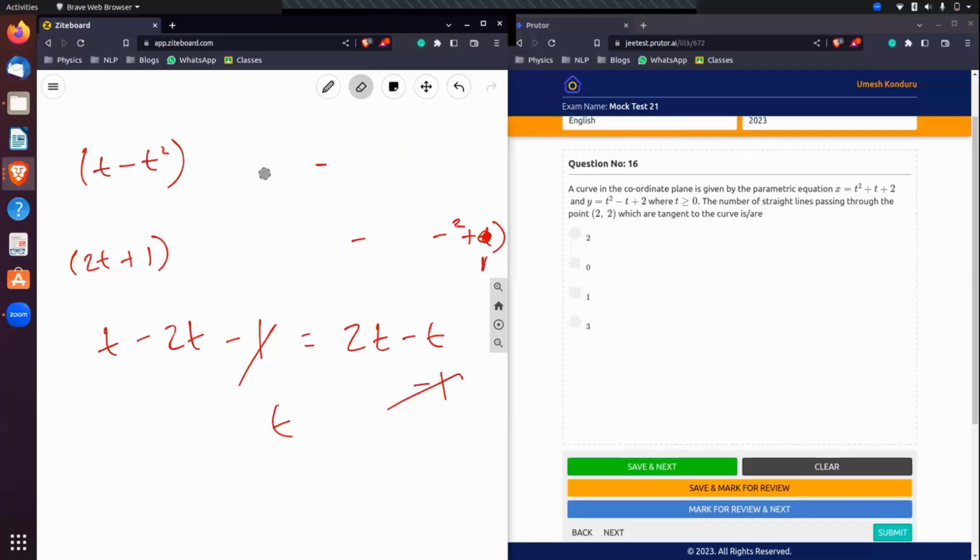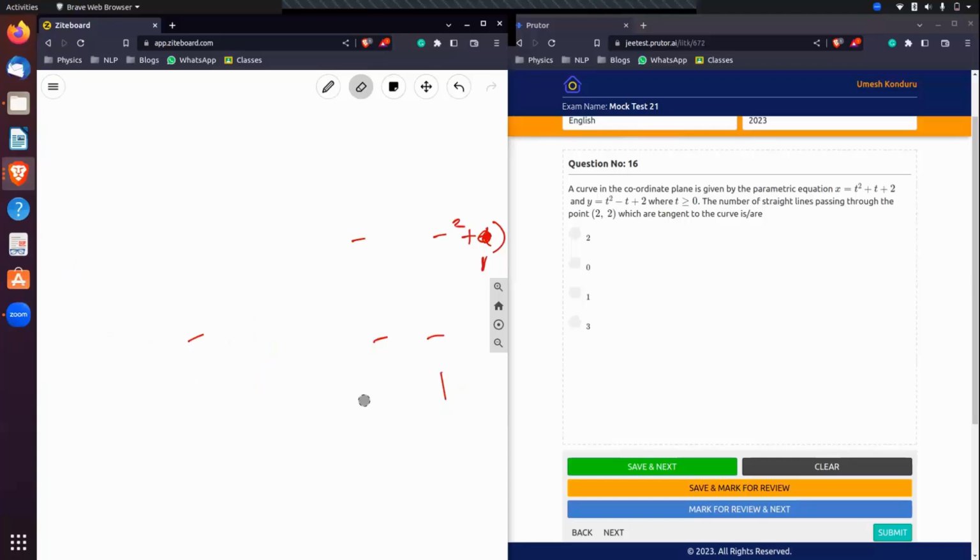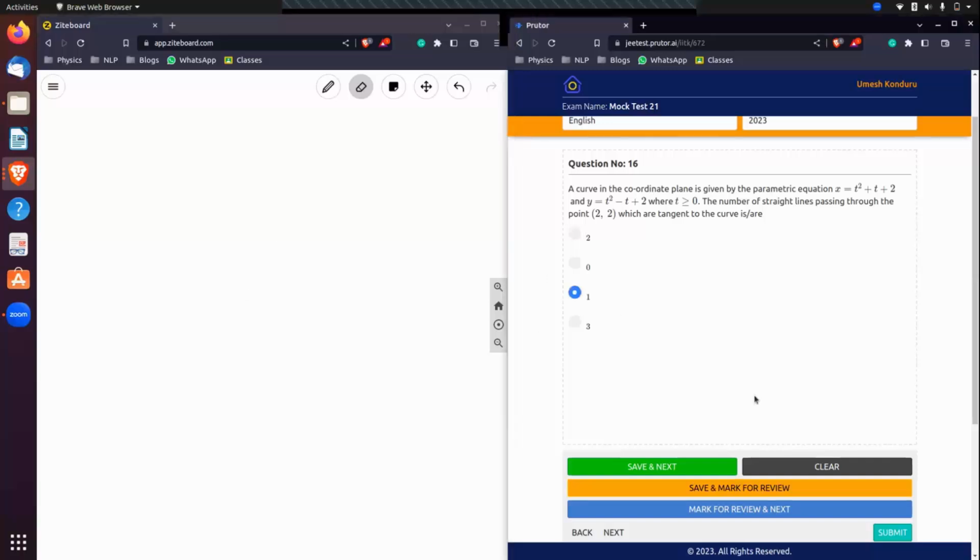And in fact, if you had noticed in the question earlier, when you sub in t equals 0, you get the point 2, 2 itself lies on the parabola. So you have only one tangent passing through a given point on a parabola. So the answer is going to be 1 here.